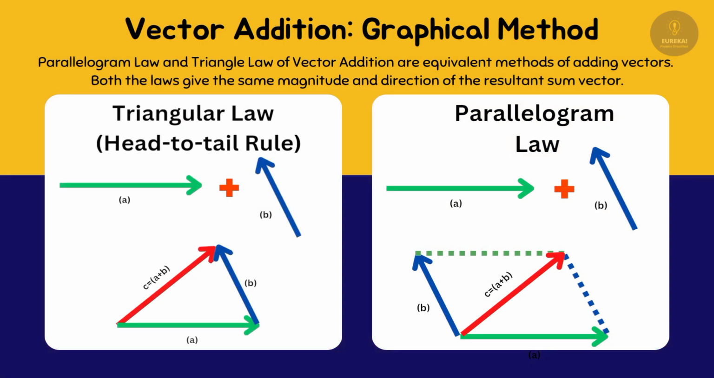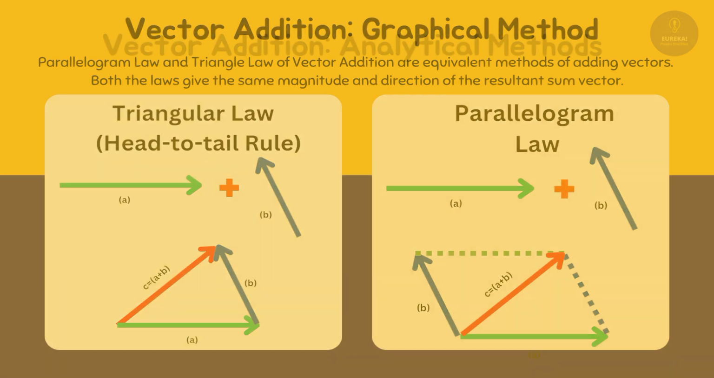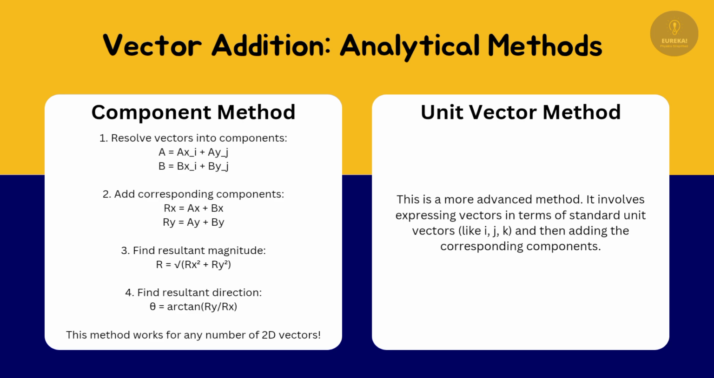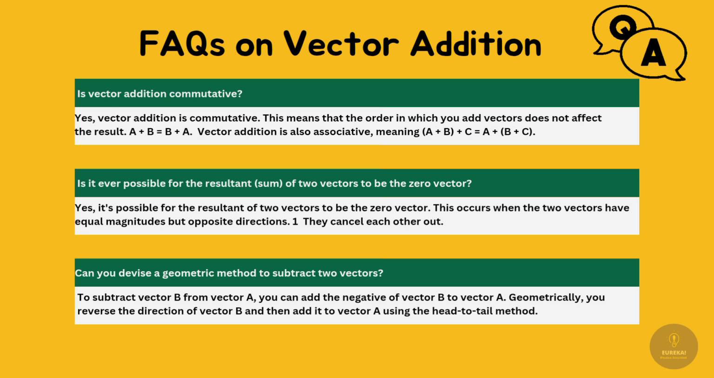Now let's discuss some graphical and analytical methods for working with vectors. Triangular law: imagine two vectors as sides of a triangle. The third side is their resultant. Parallelogram law: draw vectors as adjacent sides of a parallelogram. The diagonal gives the resultant. Component method: break down vectors into horizontal and vertical components. Add these to find the final vector's magnitude and direction.